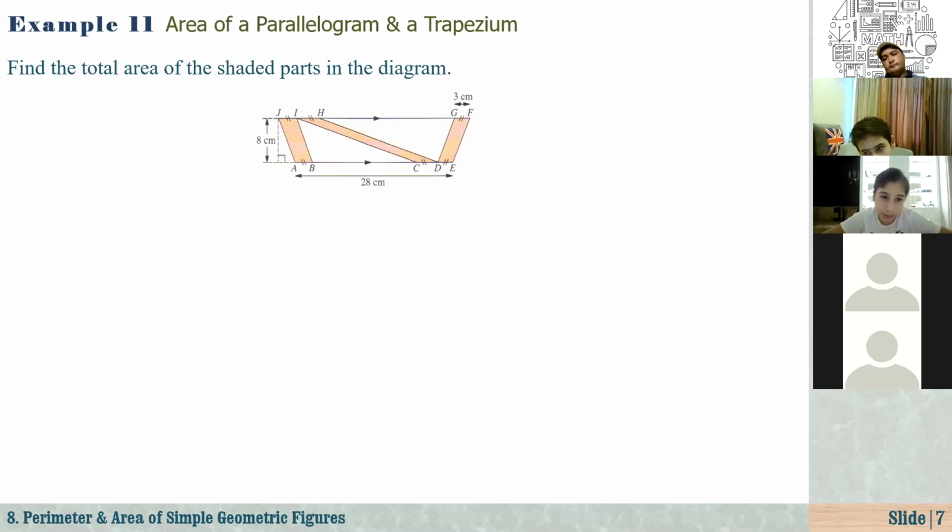What do they mean by total area? Like all together, the shaded part? Yeah, without the white part. Right? Together, what is the area? Without the white part. The white part is a lot.